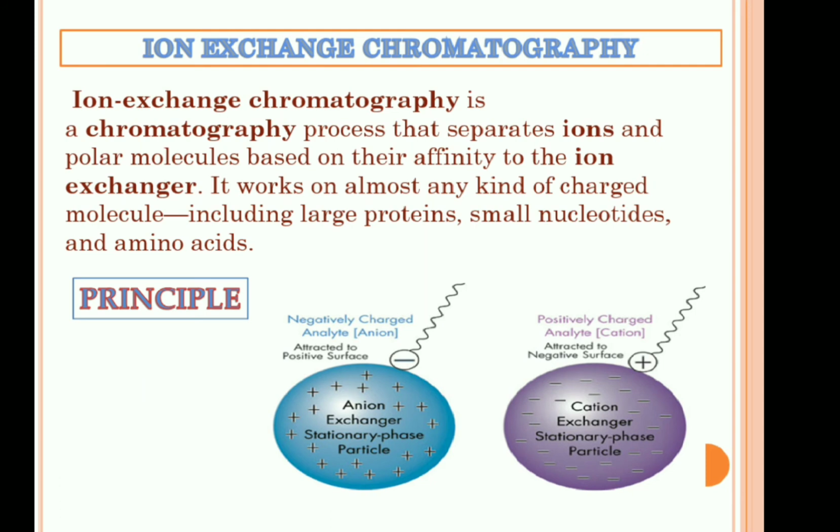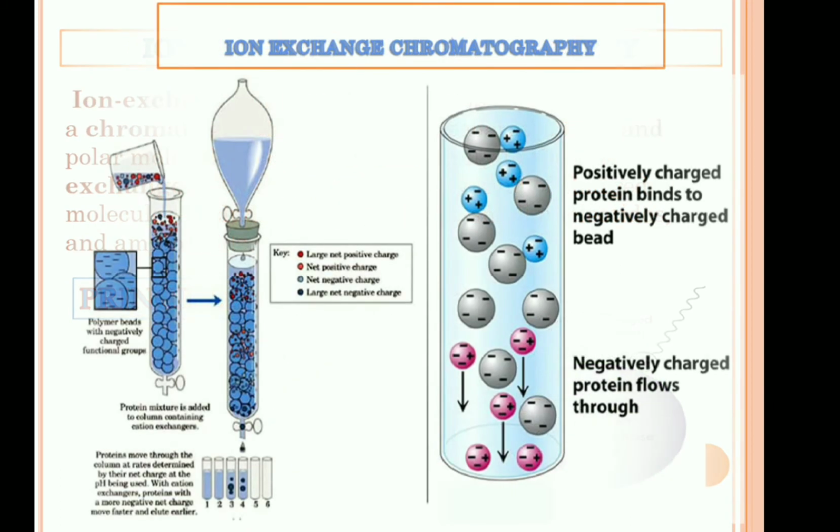So the sample which we loaded in the column also has ions, and the stationary phase also has ions, so the exchange of ions takes place. The ion exchanger in the stationary phase exchanges the ions according to their interaction, like positive will attract the negative and negative will attract the positive.